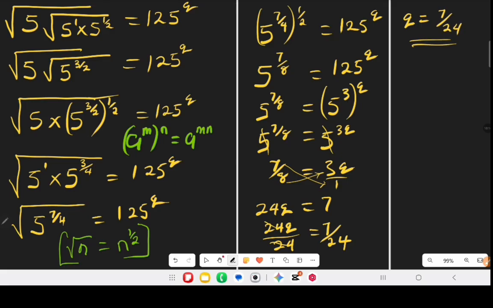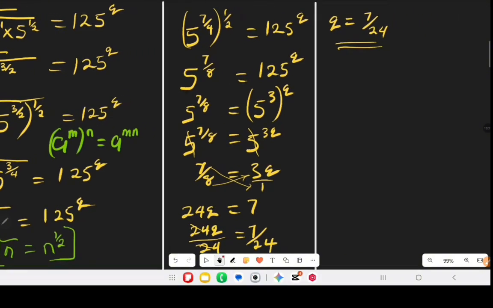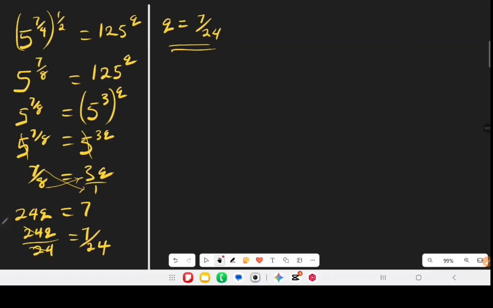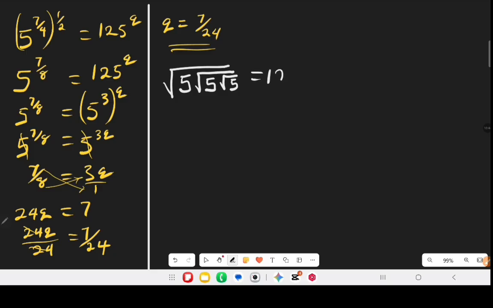This is the first method, solving it internally. Now we want to use another approach, where we solve it externally. Then what we do, we write down the equation again. The equation says root of 5 root of 5 root of 5 equals to 125 raised to the power of q.